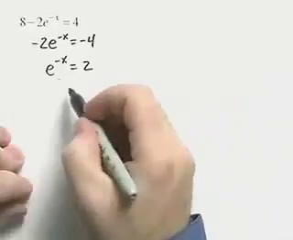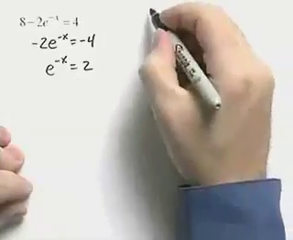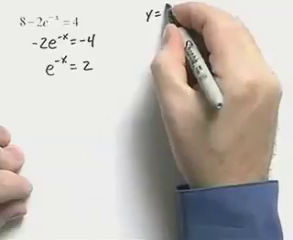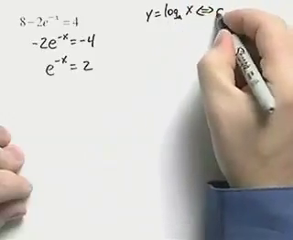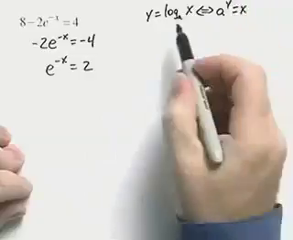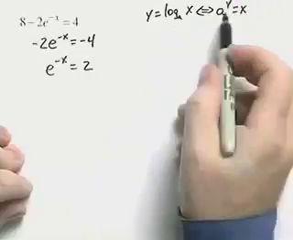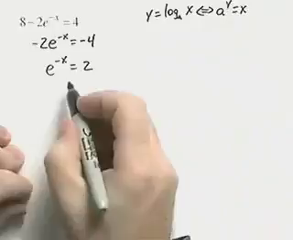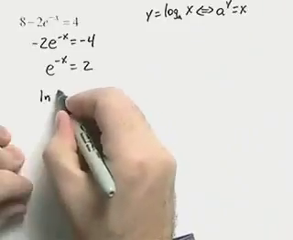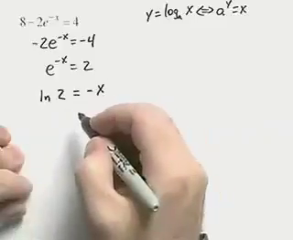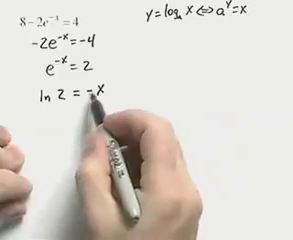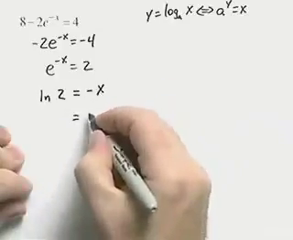We're going to convert this into a logarithmic form using our relationship that y equals log base a of x is equivalent to a to the y equals x. So we can go from an exponential form to a log form or back and forth. So we rewrite this, we'll get the natural log of 2 is equal to negative x, and we have this logarithmic form. We need to solve for x, so we just need to multiply both sides by negative 1.